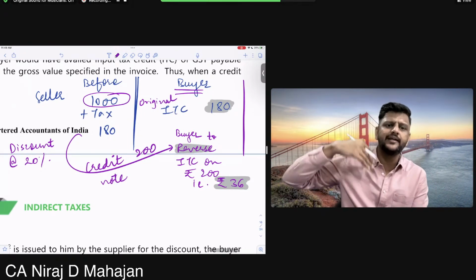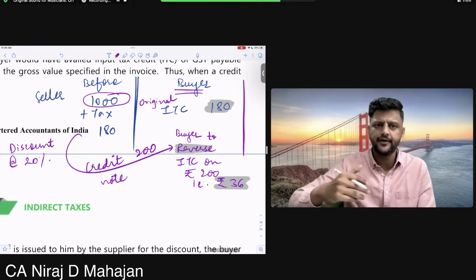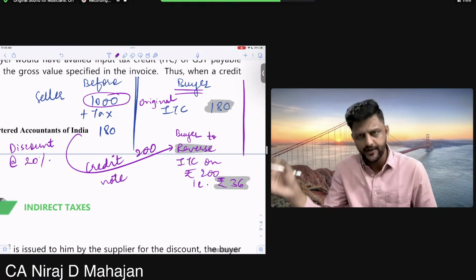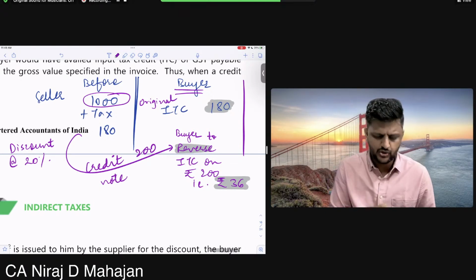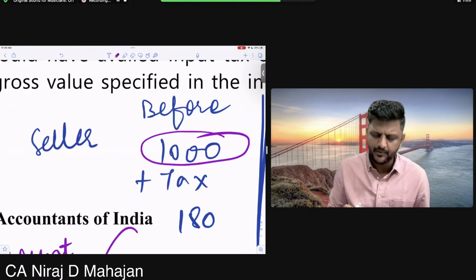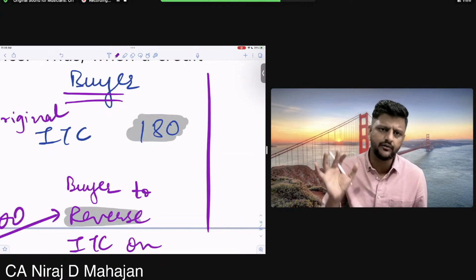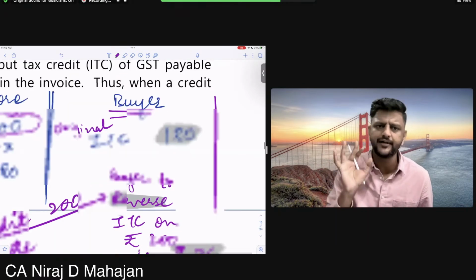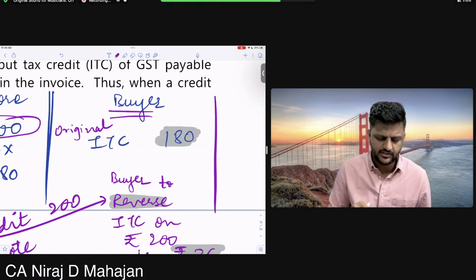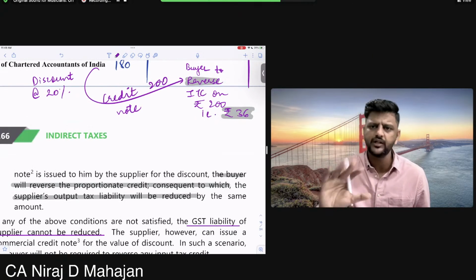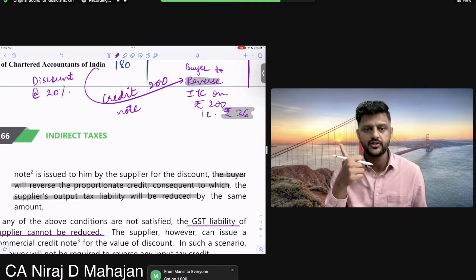That means the buyer can take some benefit of the 200 from the seller in future. But with such a commercial credit note, the seller's liability will not reduce. That means the seller's liability is still 180. And accordingly, the buyer is also going to claim credit of 180 only. No changes. Reduction of liability and reversal of ITC credit, nothing will happen in case of a commercial credit note.